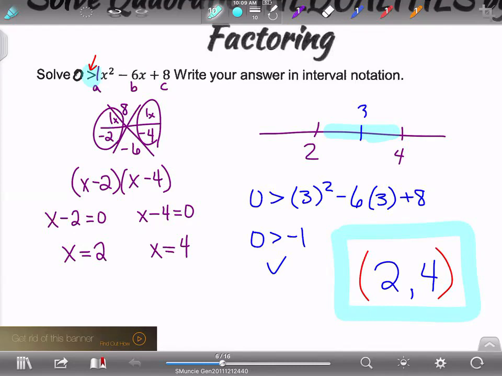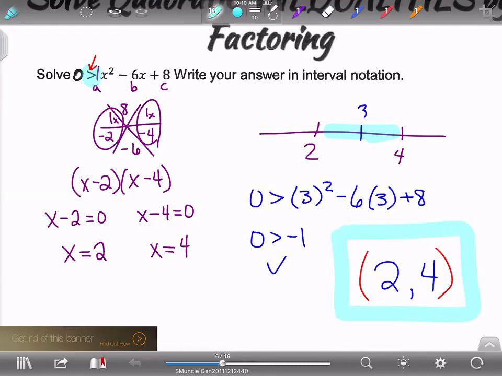When to plug it back in, or what to plug back in? How to plug it back in. So always put whatever number you're plugging in parentheses. So I put the 3 in parentheses, and then you're just taking the x out and replacing it with that 3. So I took this x out and I replaced it with a 3 in parentheses.